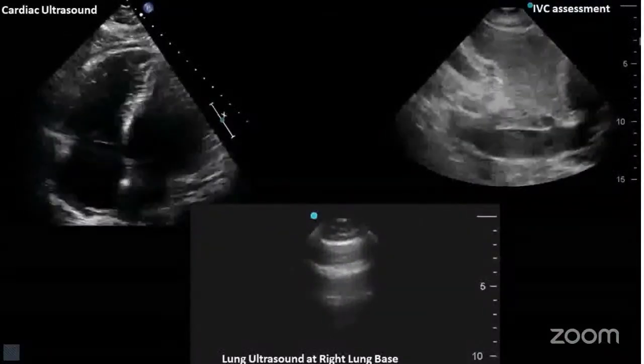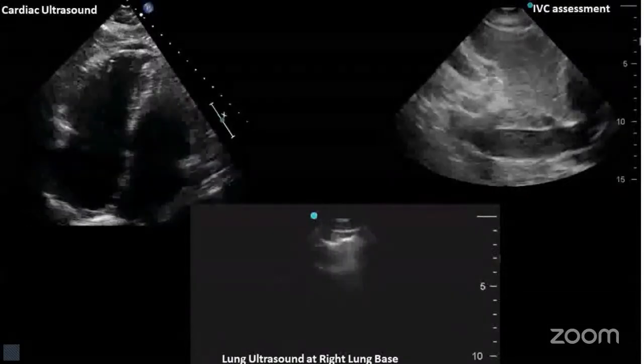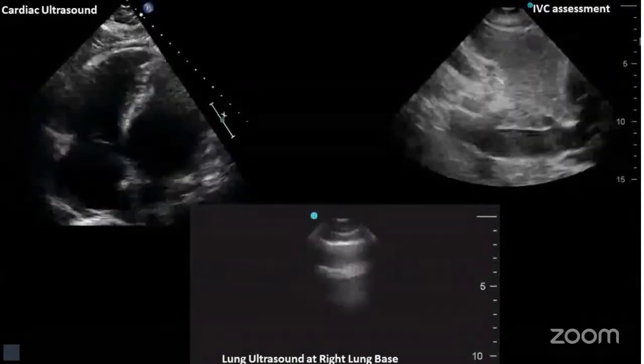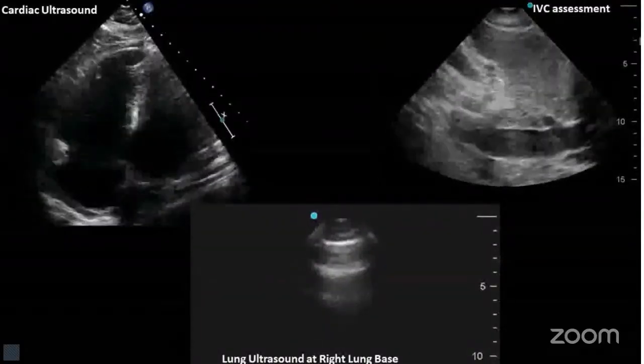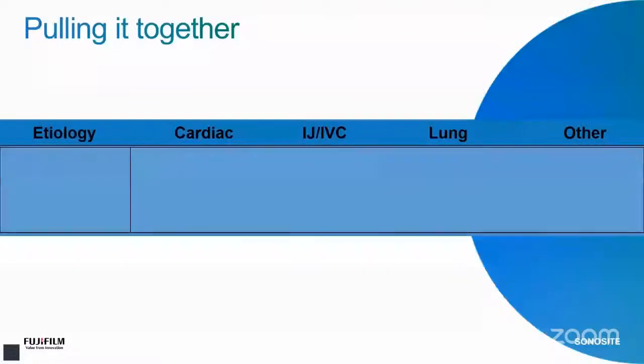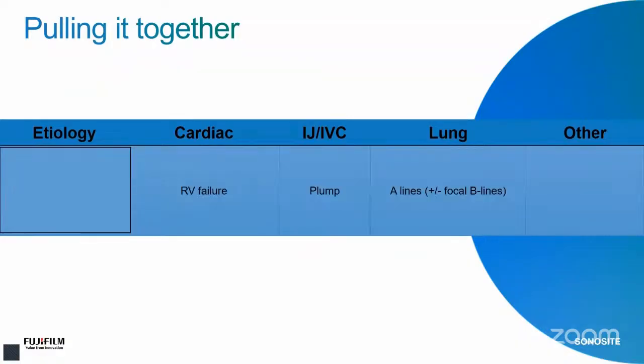If I see this pattern of findings, a dilated right ventricle, a dilated right atrium, a plump or plethoric IVC, and an A-line pattern, putting that together, I think, man, that works with PE, an obstructive physiology of shock.